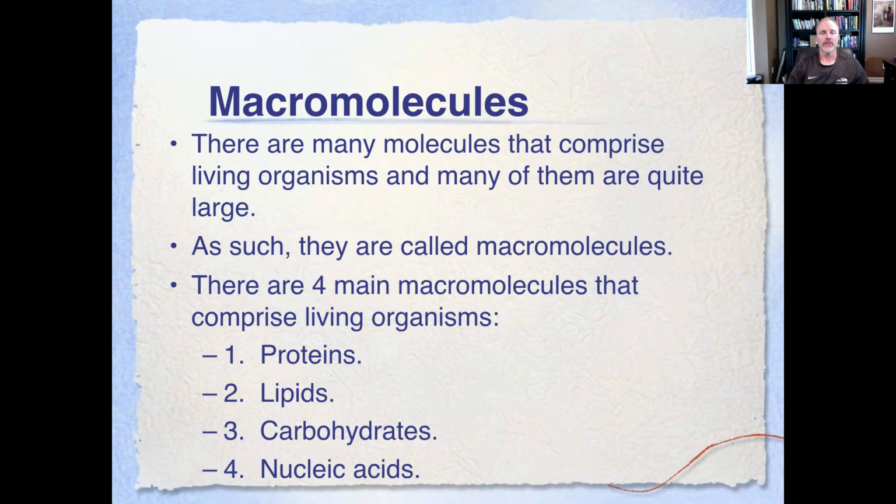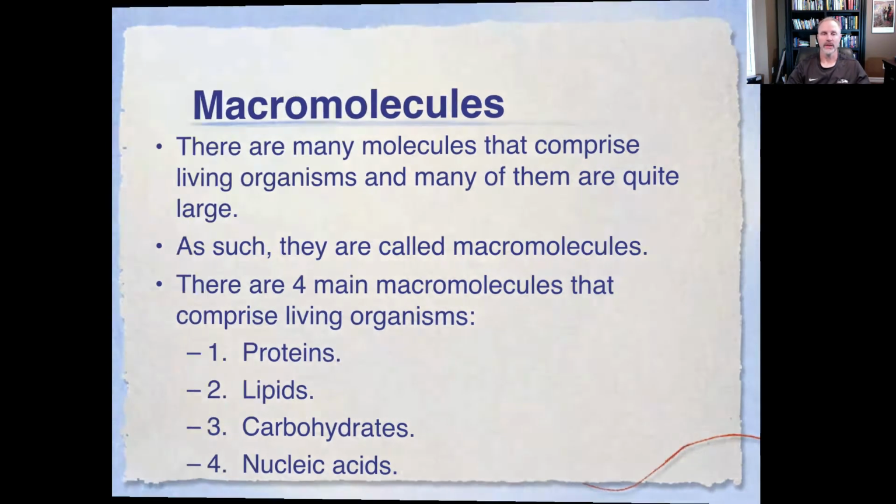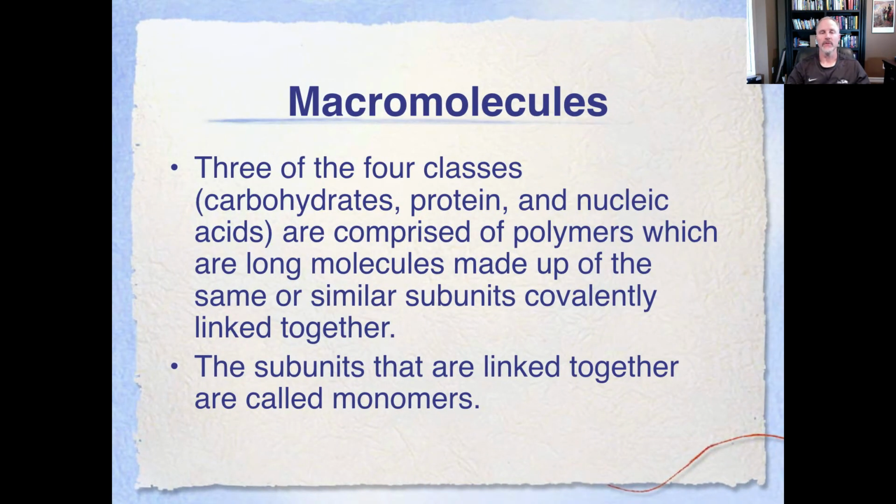All right, so as far as macromolecules are concerned, there's a wide variety of macromolecules that make up living organisms, and many of them are very large. Very large molecules consist of many hundreds or thousands of atoms, and we call them macromolecules for that reason. There are 4 types of macromolecules that we're going to focus on in living organisms: proteins, lipids, carbohydrates, and nucleic acids, and each one of these will make up a separate lecture for us.